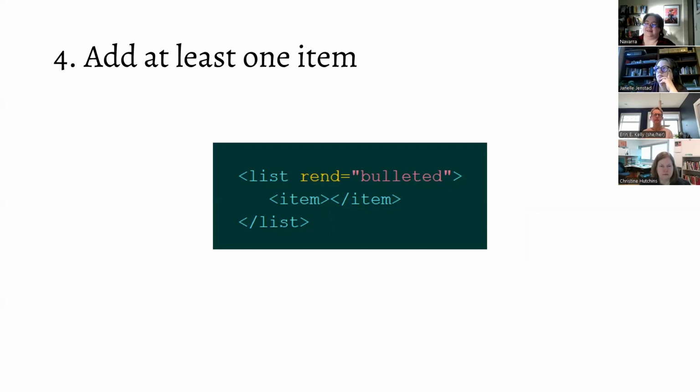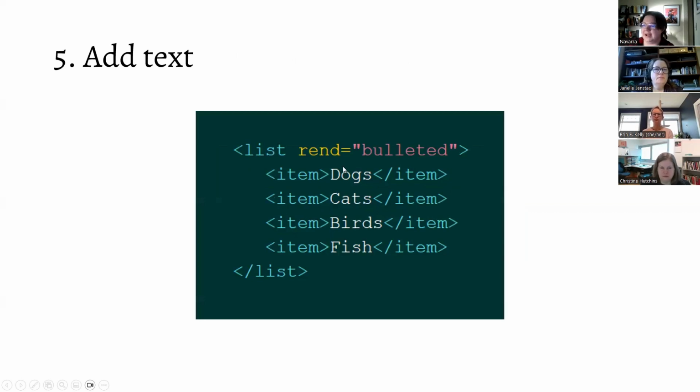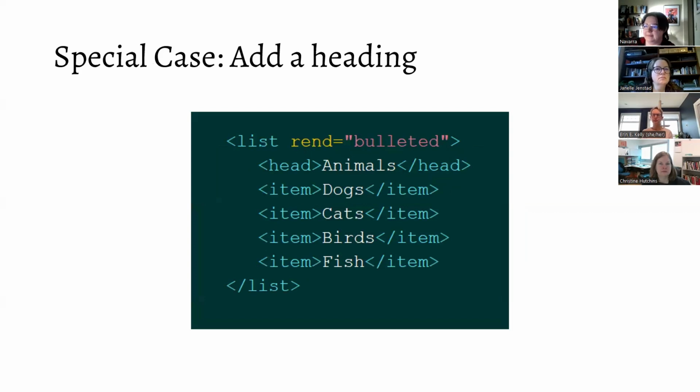Then you're going to add at least one item. So here we've made a bulleted list. It's got one item. Then we can add our text. I've added 4 items here. We've got dogs, cats, birds, and fish. Each item is wrapped in an item element. So each of them is going to be its own bullet point in our list on the website. You can, if you would like, add a heading to your lists. So here, our heading is animals, and then we have each of our items.